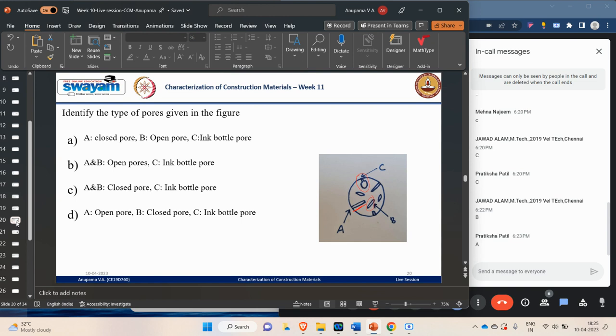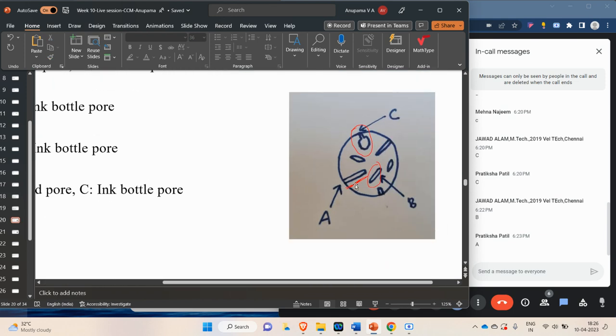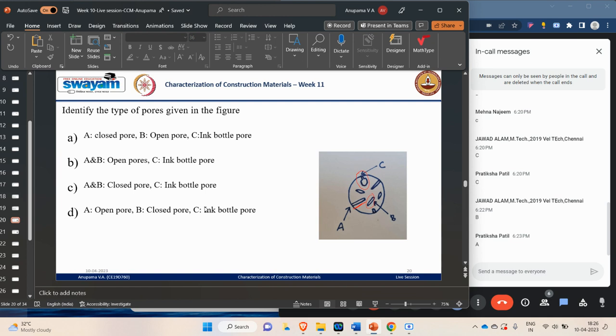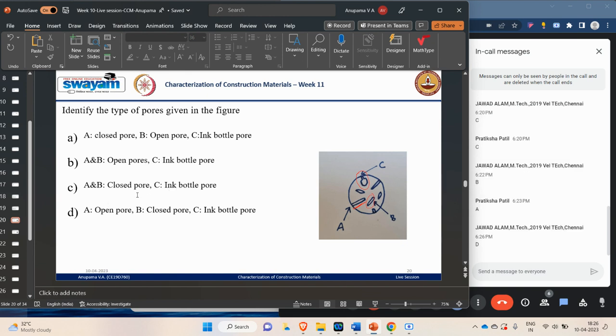Identify the type of pores given in the figure. So, in this figure, there is this A, B, and C. So, what are the types of pores? Is A closed pore, B an open pore, C an ink bottle pore? Or A and B are open pores, whereas C is an ink bottle pore? Or A and B are closed pores and C an ink bottle pore? Or A is an open pore, B is a closed pore, C is an ink bottle pore?